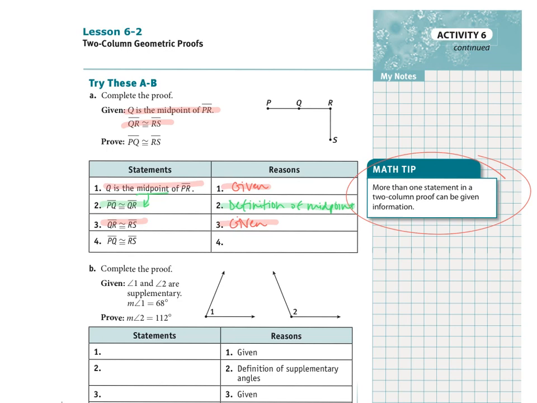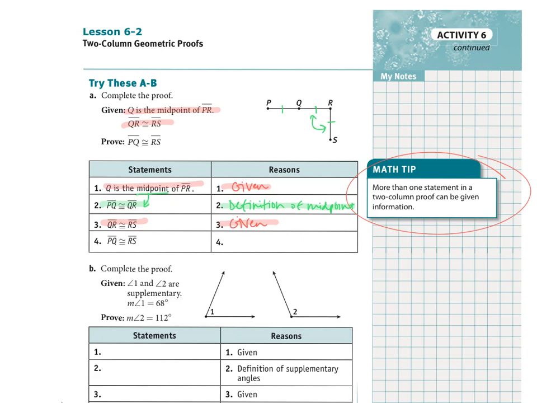Now, we already did step 3, but let's just think about what we're doing. Sometimes it's nice to label it in the picture as well. If you're looking at your picture and you see, hey, PQ is congruent to QR, sometimes I like to label that with tick marks. All right, the other piece of given information is that QR is congruent to RS. So we know that these two segments are also congruent.